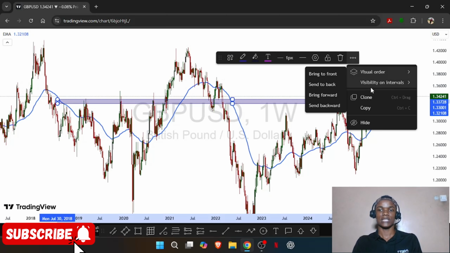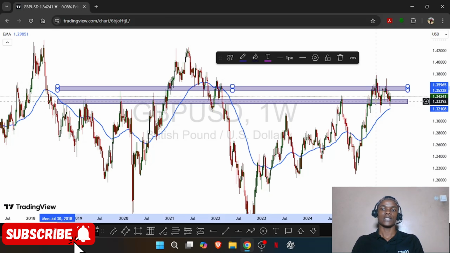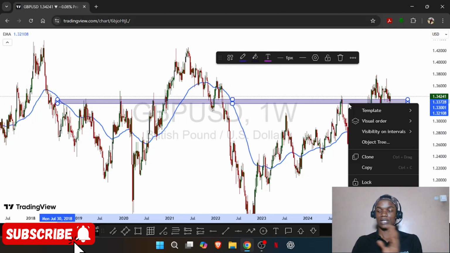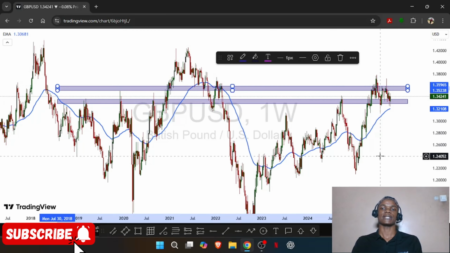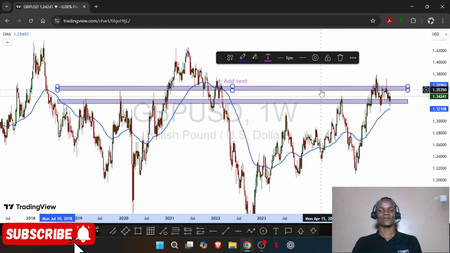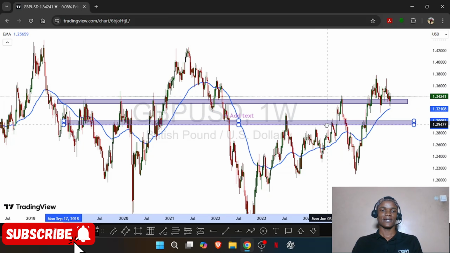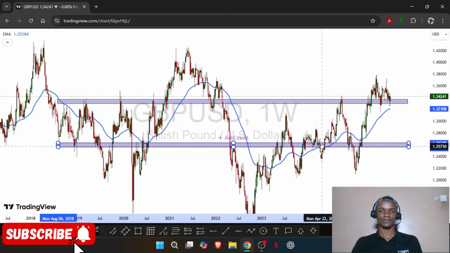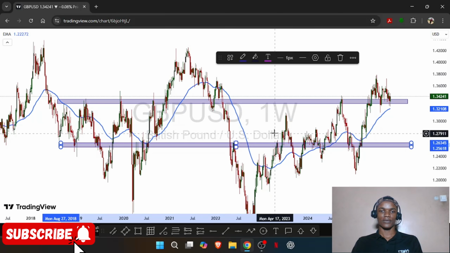So I look out to see if there are other key zones that I can plot. What I do is just click on the right of your mouse, and while you click on it, you just clone it. You just clone it, easy peasy guys, very simple. Just clone it, and you can see that you can drag it to maybe an immediate area. All right, is this one?